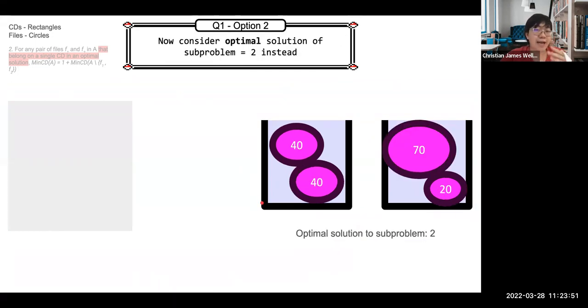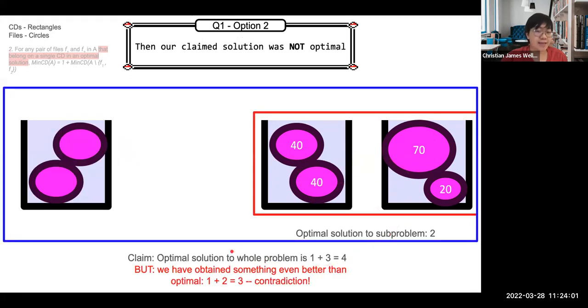But by assuming not, proving by contradiction, we got an even better result simply by using the optimal solution to the sub-problem. We get an even better answer of 3. So, something like a contradiction. We started off with 4, but by replacing the solution to the sub-problem with the optimal one, we bring it down to 3.